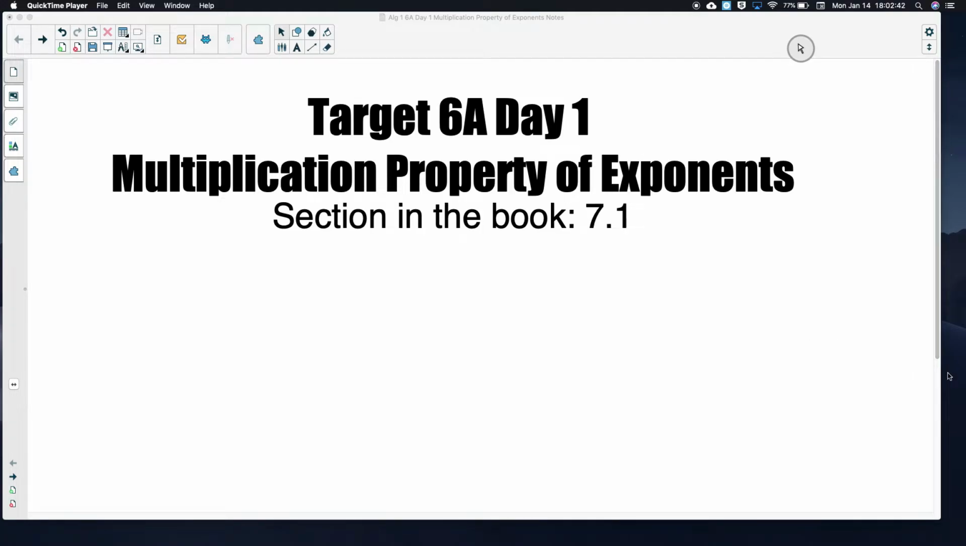Mr. C here. We are going to start out our new semester with Unit 6, Day 1. We are going to be looking at the multiplication property of exponents today. So make sure you have your notes and make sure you're taking good notes and writing down questions as they come up so we can address those in class and use our class time wisely.